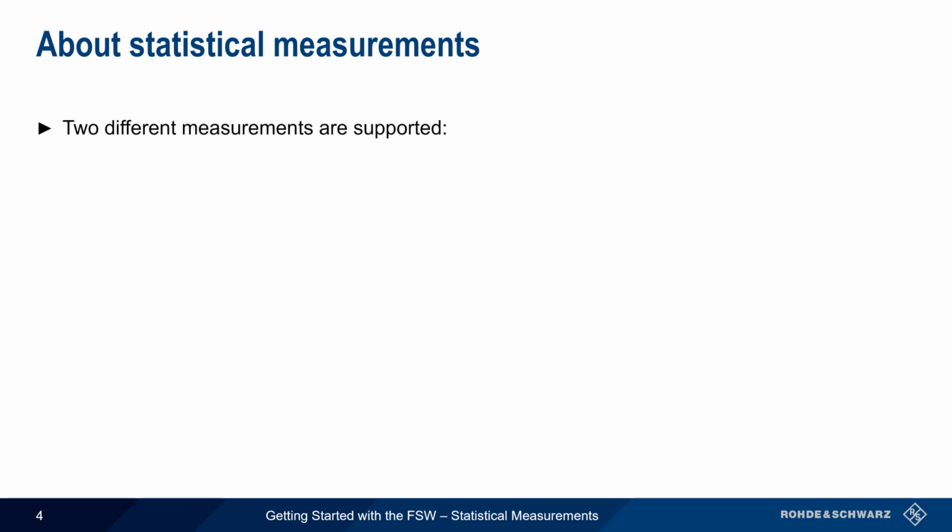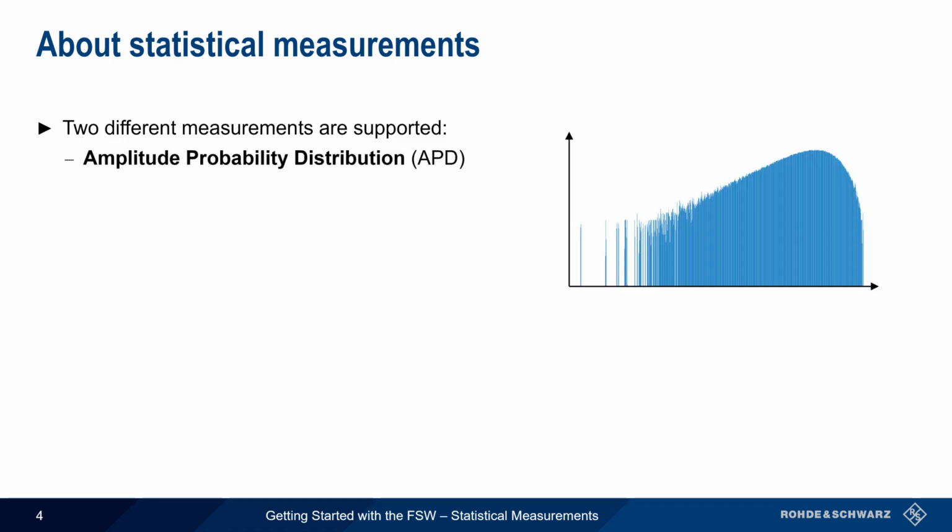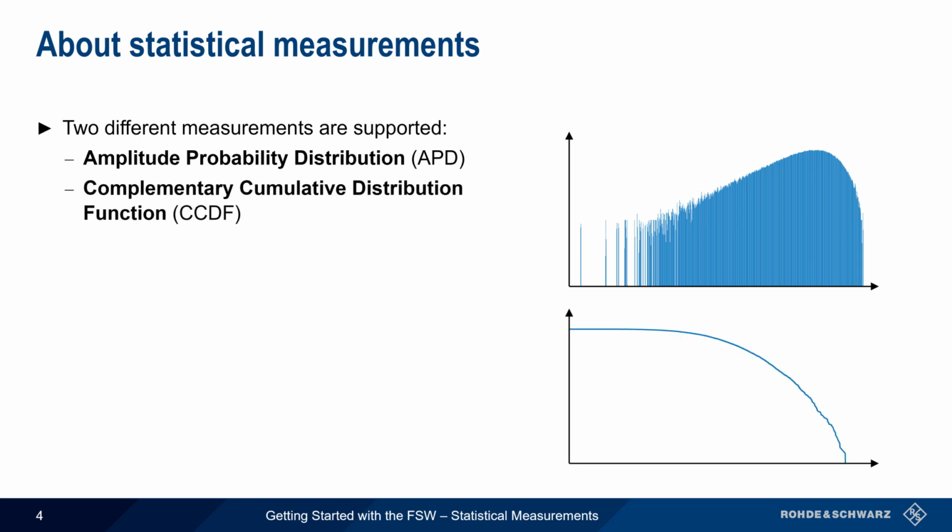Two different types of statistics measurements are supported on the FSW. The first is the amplitude probability distribution, or APD, and the second is the complementary cumulative distribution function, or CCDF. We'll provide a short explanation of each of these on the next couple of slides.